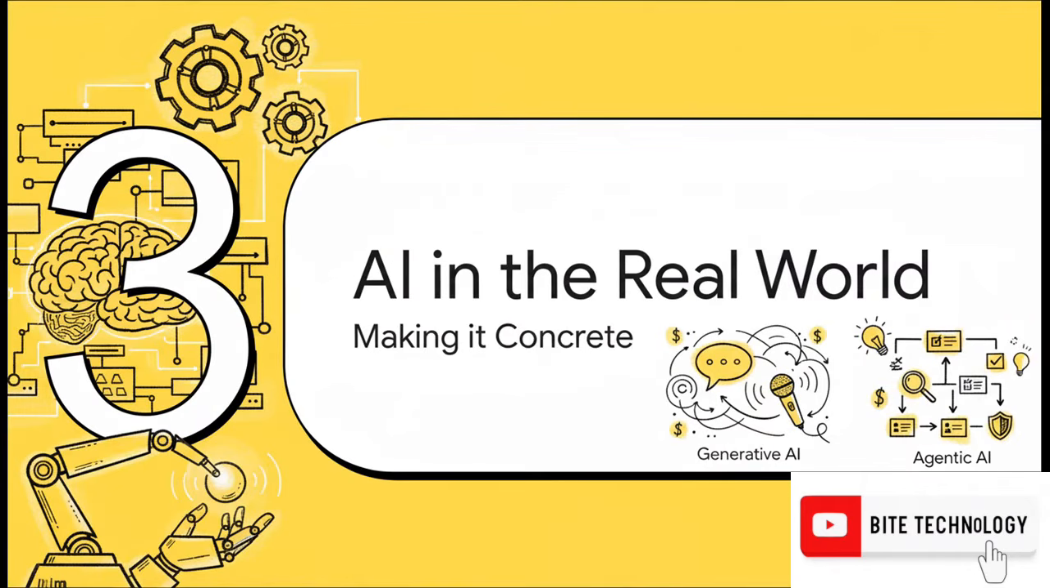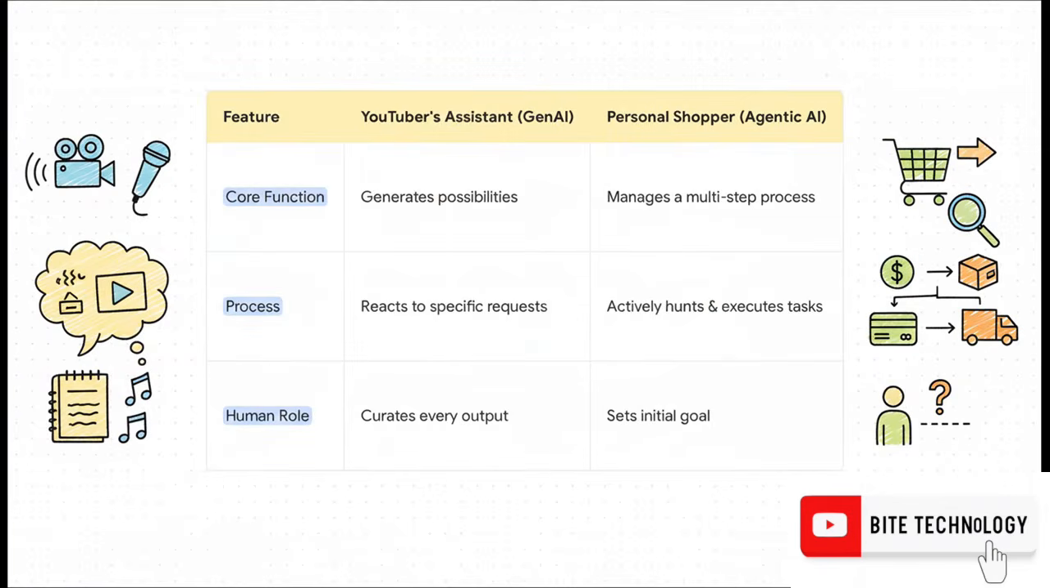Okay, all this theory is great, but let's make it a bit more concrete. How do these two different approaches actually show up in the real world? Let's compare two different scenarios. Okay, imagine a YouTuber using generative AI. They're constantly prompting it.